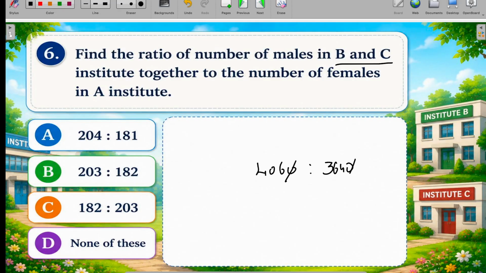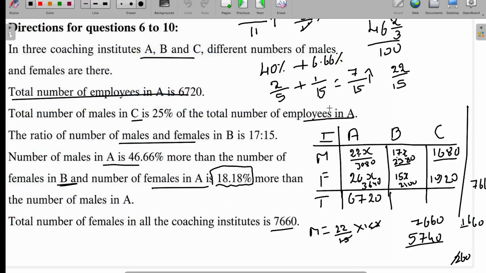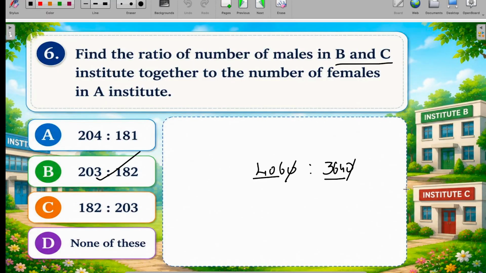So the 0s get cancelled. 406, it will be 203. So your answer will be 203 to 182. That is your answer. Next, the total number of employees in B. So we have to find out the total number of employees in B. That is 2380 plus 2100, 4480. Right? 4480.